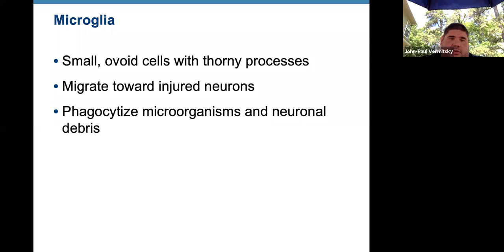Microglial cells, these are small ovoid cells with thorny processes. They will migrate toward injured neurons, and they will phagocytize microorganisms and neuronal debris.